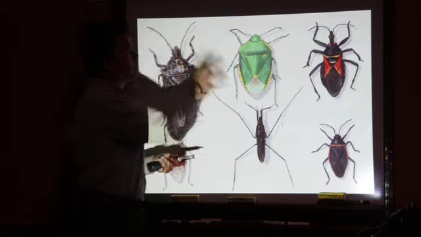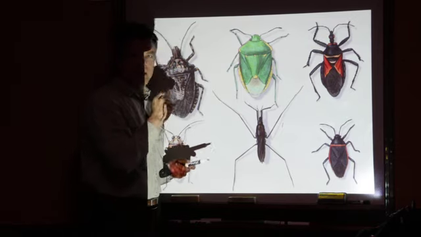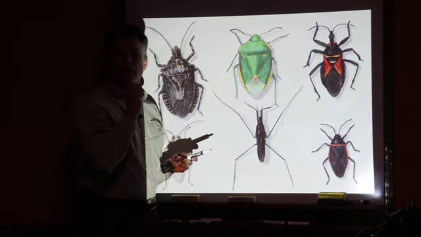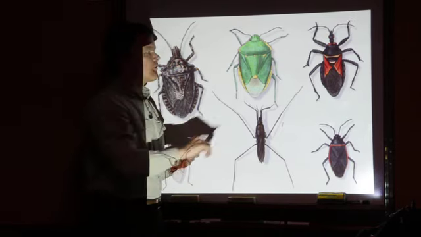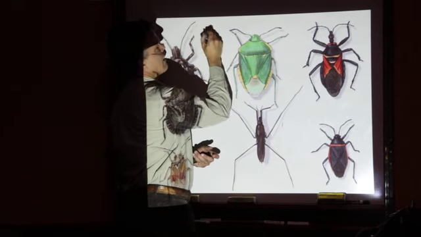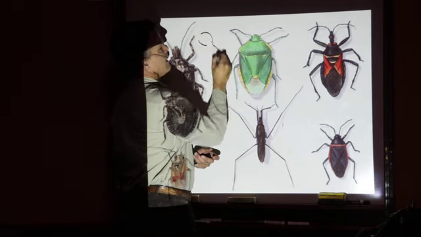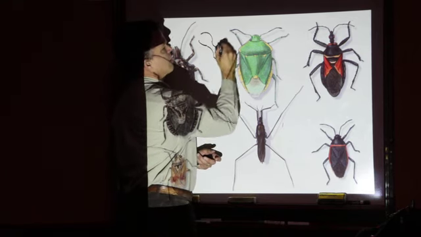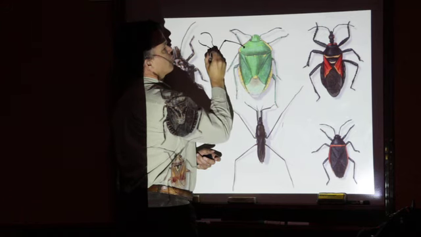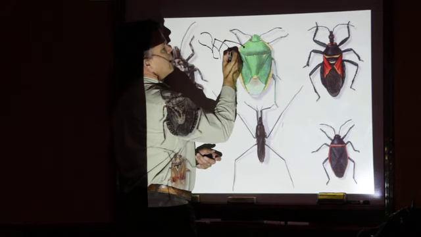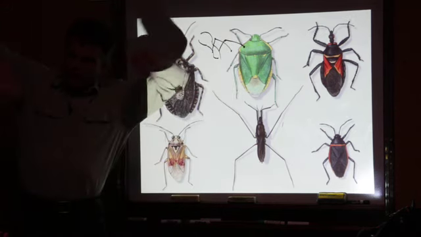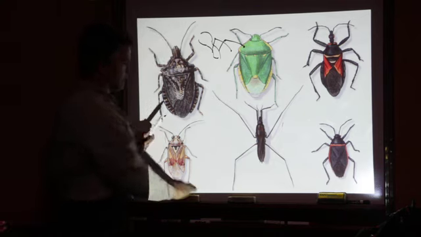So these do suck plant juices. The weevils are actually a kind of beetle. Weevils are a fun beetle that have a little weevil head. They have a little snout, and their antennae actually come out from their snout like that. They're on these little elbowed things. The weevils are a kind of beetle.